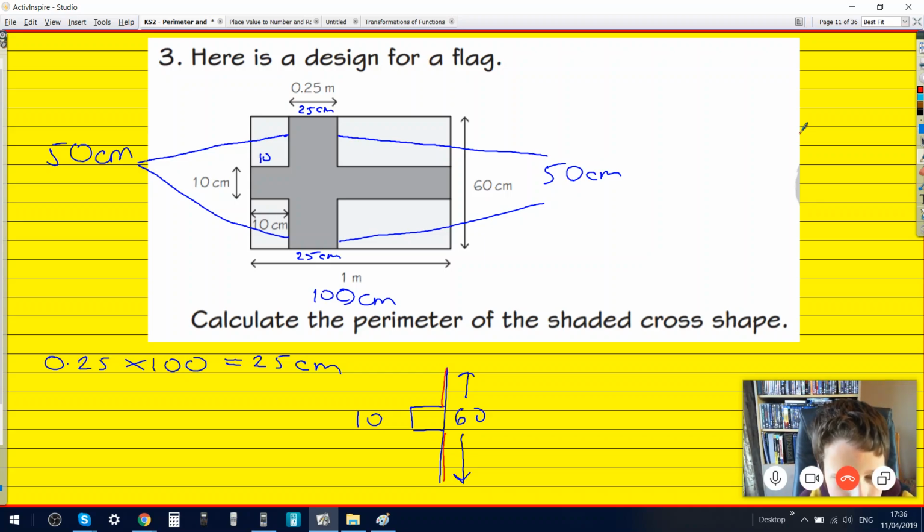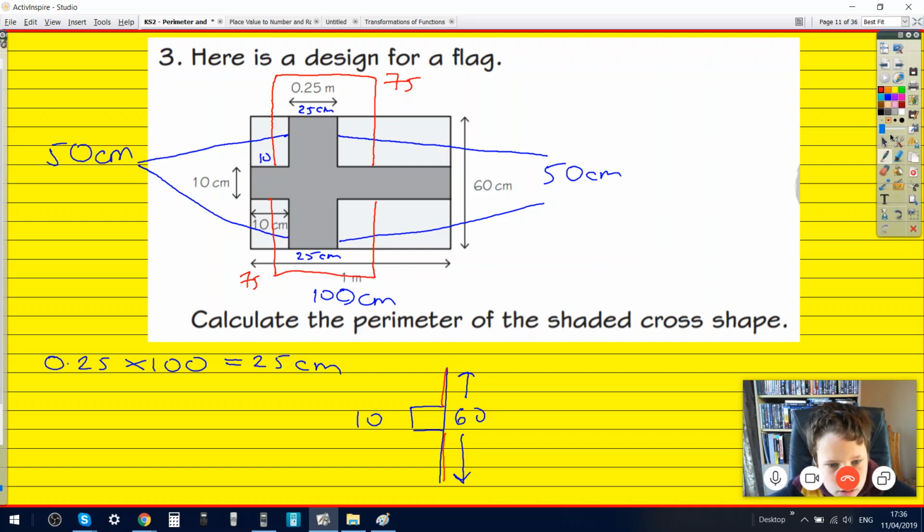25 plus 70. So there's 75 centimeters, and so those two must add up to 75 in total. Same for the bottom two. Okay, I think that's every side.